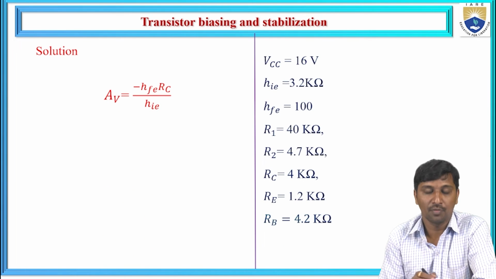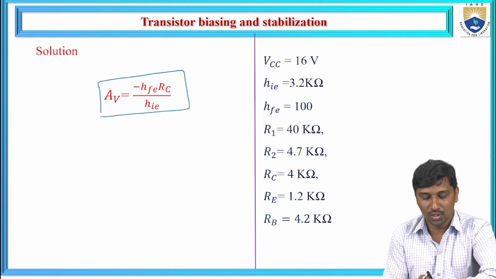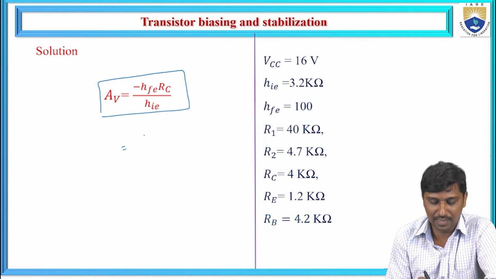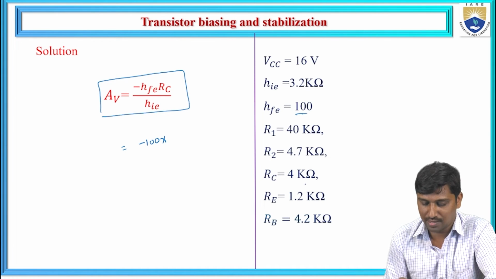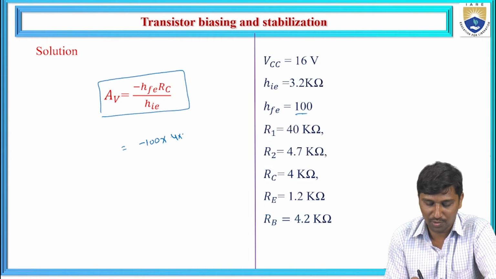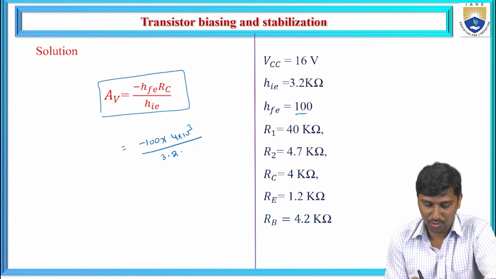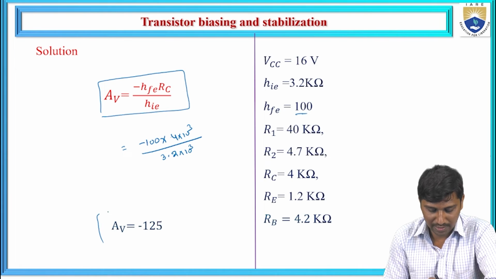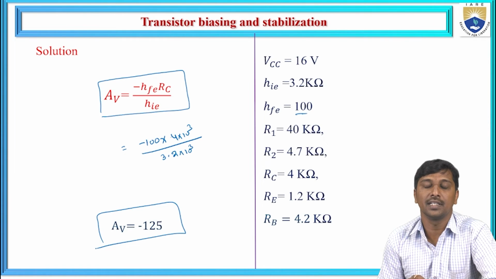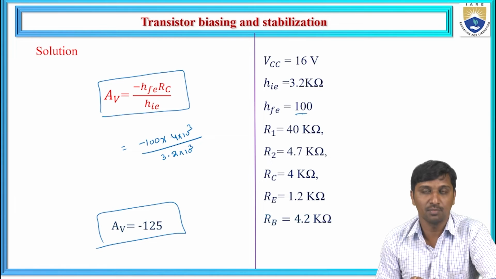Similarly, we need to find out the voltage gain from the small signal model. The voltage gain is represented as minus HFE times RC by HIE. HFE is 100, so minus 100 into the RC value 4 kilo ohms, 4 into 10 power 3, divided by the HIE value 3.2 kilo ohms. Then you can solve this one. It gives the voltage gain as minus 125. The negative sign indicates a 180 degrees phase shift with respect to the input signal.